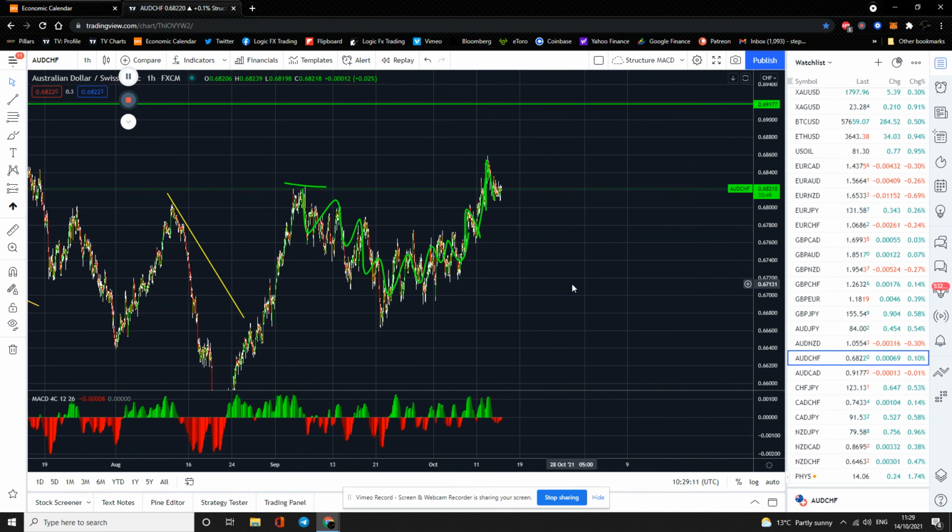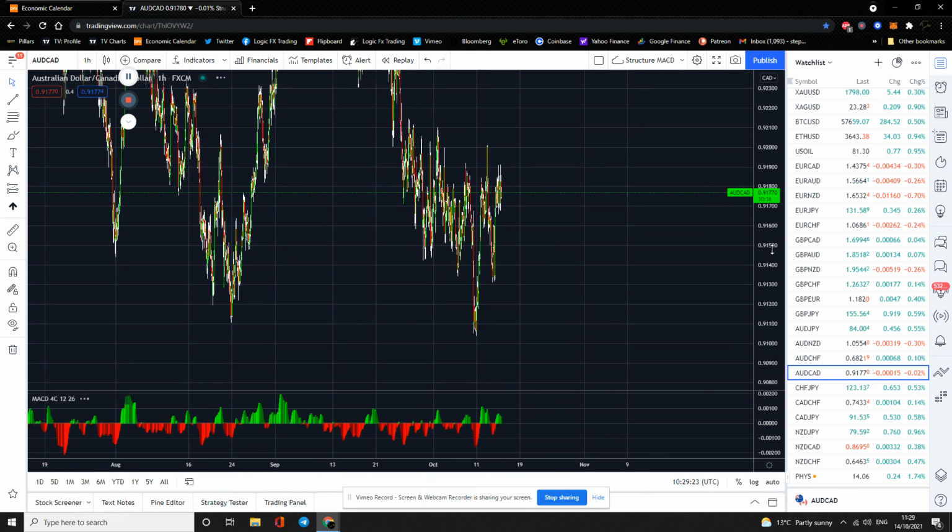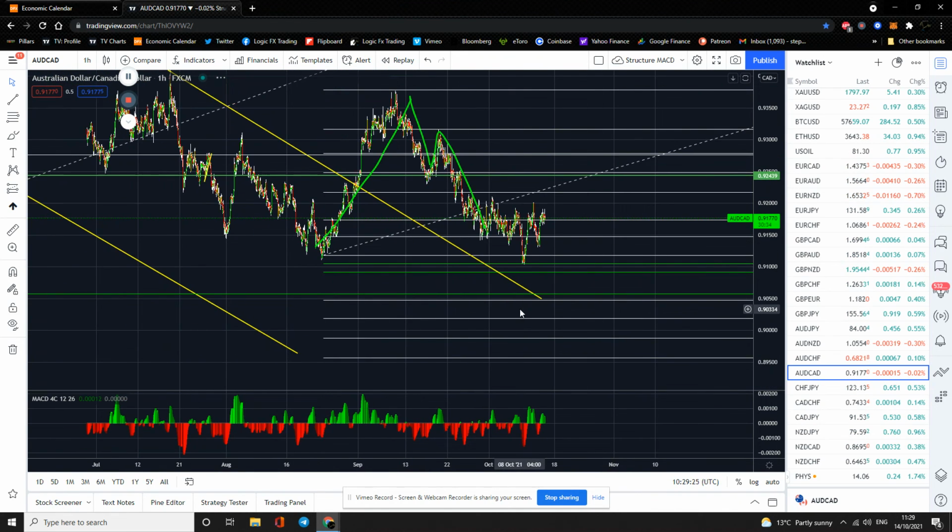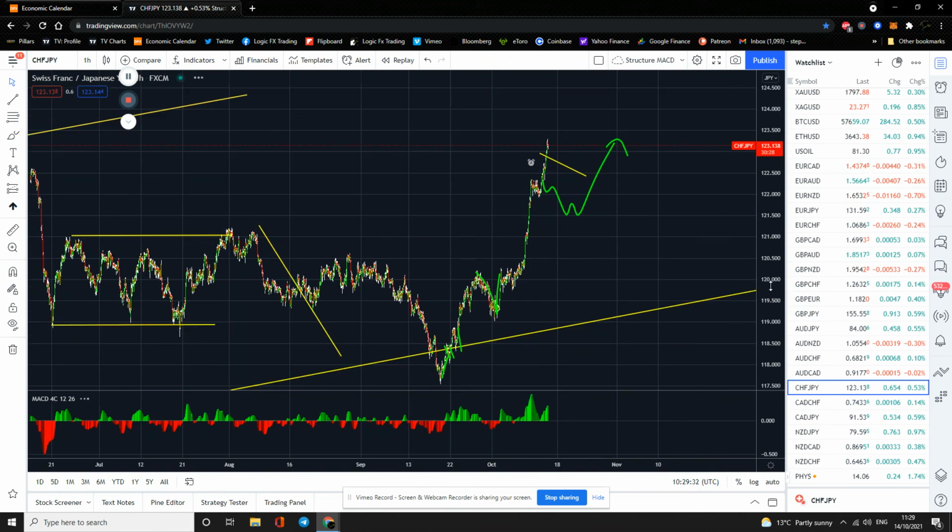Aussie Swiss. Well, the gold price going up is good for both of these. I'm not entirely sure where this is going, guys. Maybe it pushes on up. I certainly won't be trading it. Aussie CAD. Balancing each other out at the minute. Gold's up, oil's up. Swiss Yen. Well, there you go.